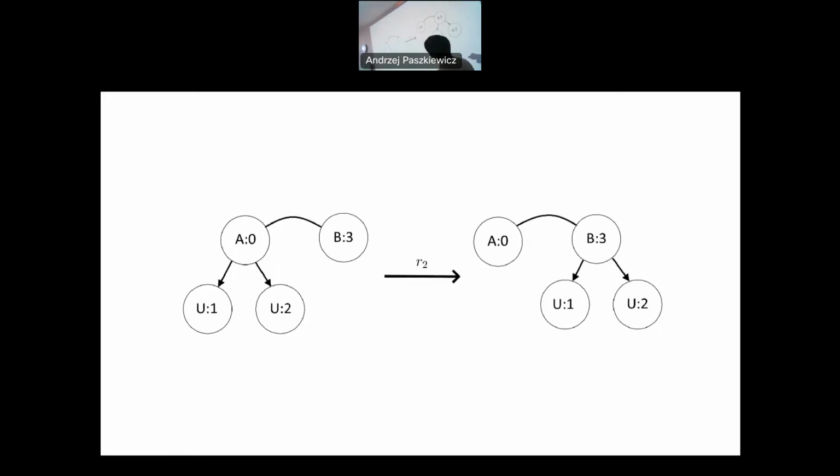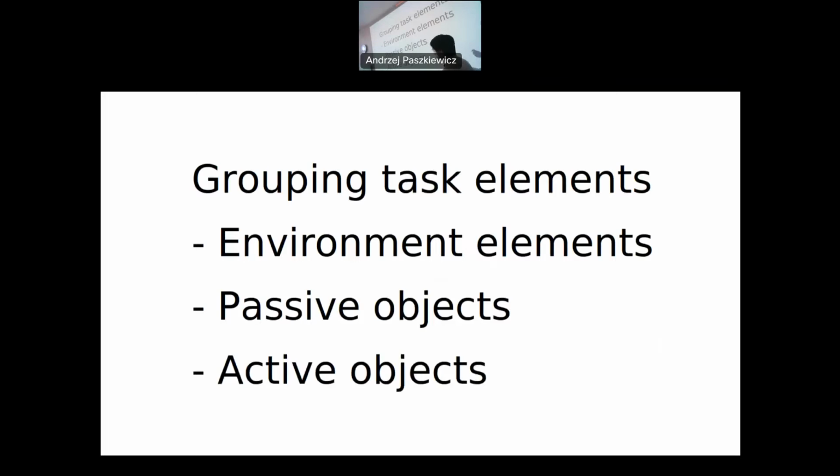Okay, this is a graphical representation of the second reaction rule. Okay, the second stage is grouping task elements. We can distinguish three types of elements: environment elements, passive objects, and active objects. The first group consists of task elements that are important in some way to task execution, but for which we do not take time into consideration, and they cannot initialize any action.